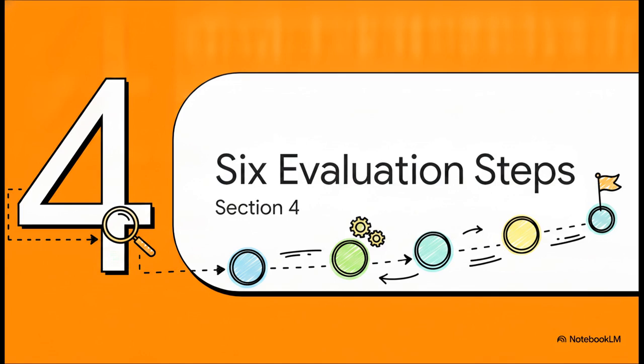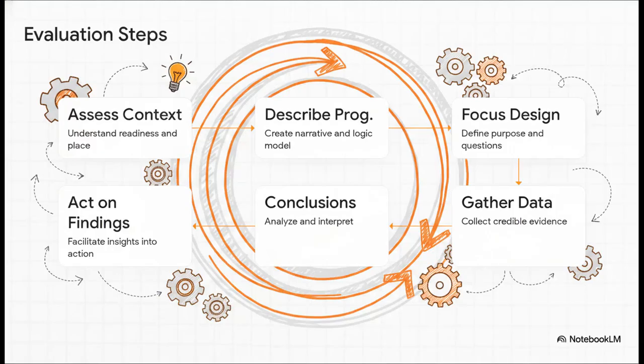Now for the real meat of it, Section 4, the 6 evaluation steps. So this six-step blueprint is highly interdependent. While they're laid out in this nice, neat, linear sequence, from assessing context all the way to acting on findings, public health evaluation is actually a super iterative process.